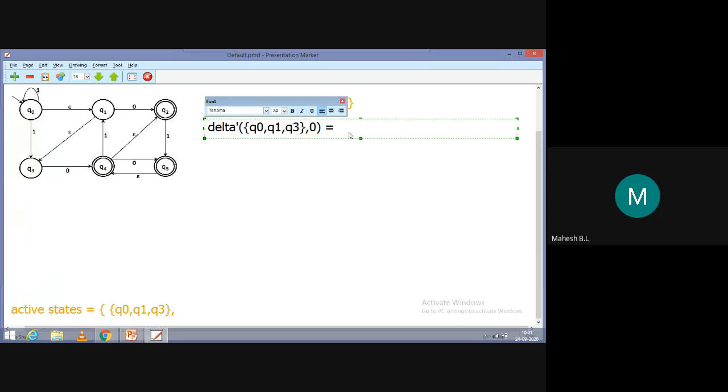You need to compute this as the epsilon closure of delta of Q0, 0, followed by union. So here we are going to compute delta of Q0, 0, then followed by Q.